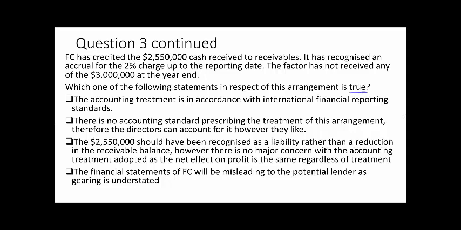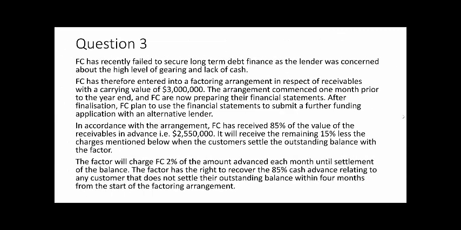So if we go back this time and start reading at the beginning, it says we're looking at a company which hasn't been able to secure long-term debt finance because of a high level of gearing and lack of cash. So what they've done instead is enter into a factoring arrangement. The whole question, in fact, is about how we actually account for that factoring arrangement. And largely what we need to do is go and think about the contents of IAS 39, and particularly thinking about how much recourse there is on FC.